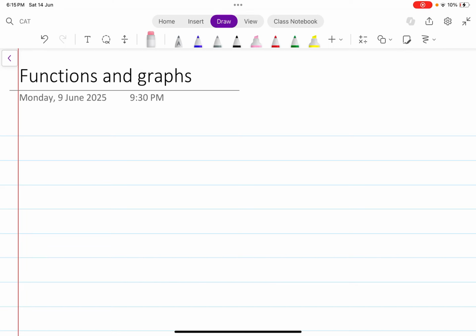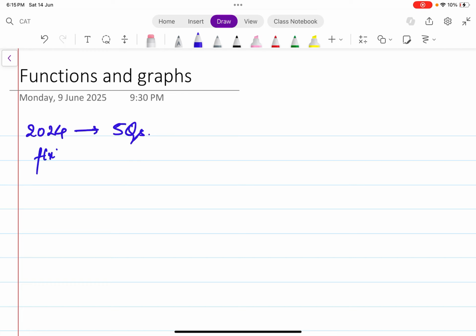Welcome back everyone. Today we'll be discussing another important topic, which is functions and graphs. Over the years, this topic has gained importance in the CAT examination. As a matter of fact, in 2024, there were almost 5 questions on this topic, and there are broadly 3 areas where they can ask questions with regards to this one.